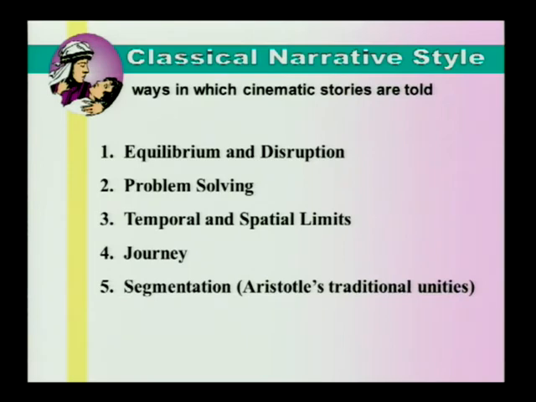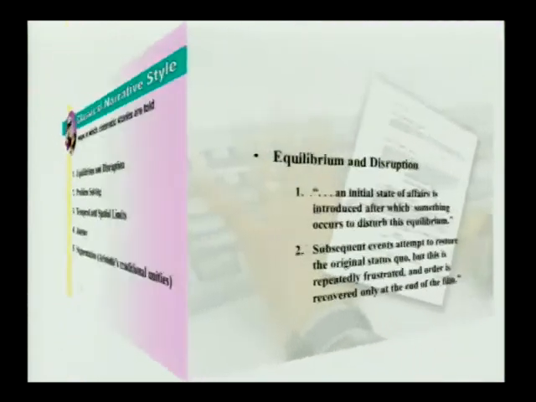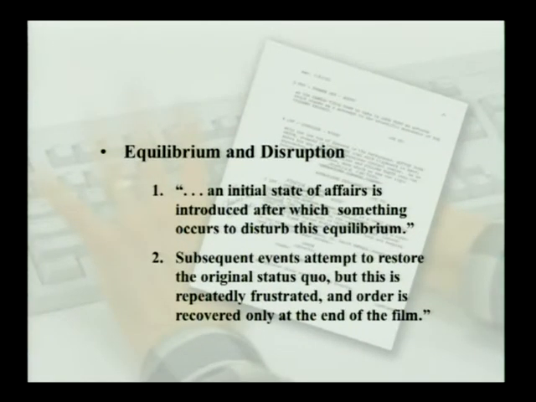Okay, and classic narrative style, ways in which cinematic stories are told. They spent a lot of time on this, and so I think it's significant that we review this so you have a good understanding. The first thing that they talked about, they called equilibrium and disruption. So what is that? Well, according to our book, it's these things.